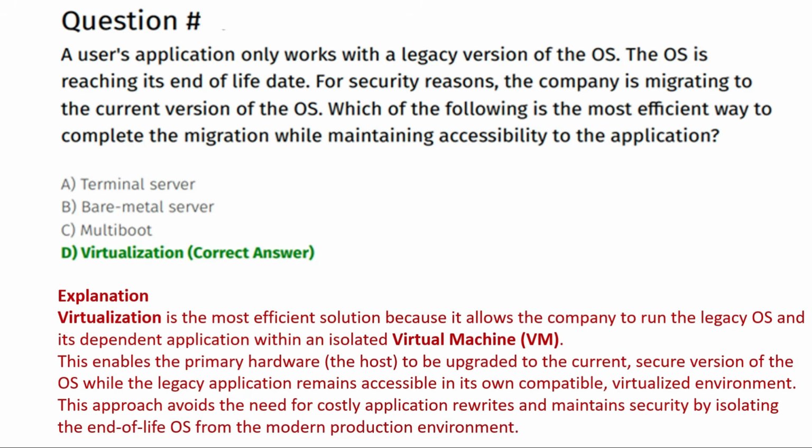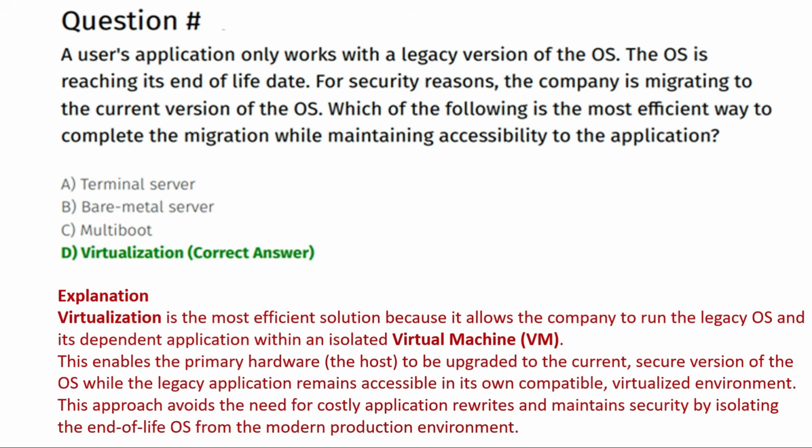The next question is, users' applications only work with a legacy version of the operating system. The operating system is reaching its end of life date. For security reasons, the company is migrating to the current version of the OS. Which of the following is the most efficient way to complete the migration while maintaining accessibility to the application? Option A, terminal server. Option B, bare metal server. Option C, multi-boot. Option D, virtualization. And the correct answer for this question is option D, virtualization. So let's check the explanation.